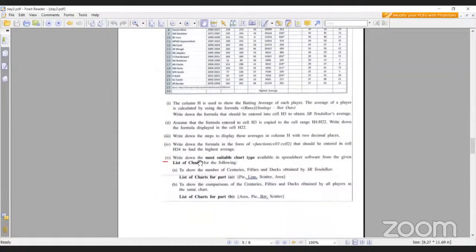Next one. Write down the steps to display this average in column H with 2 decimal places. So if you want to show the average with 2 decimal places, you have a small icon.